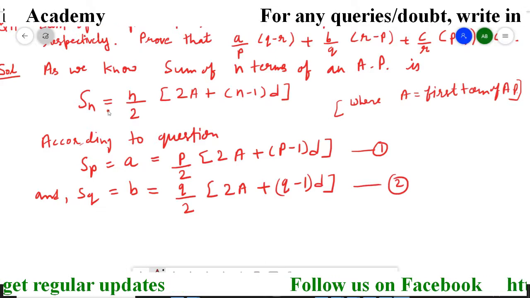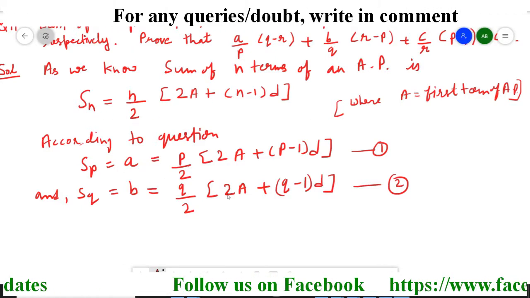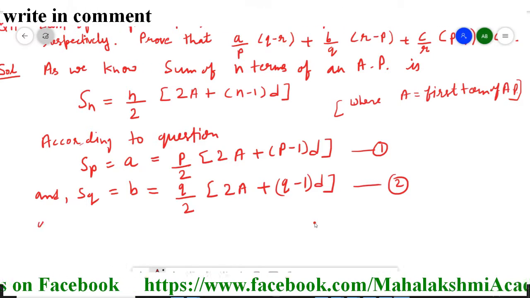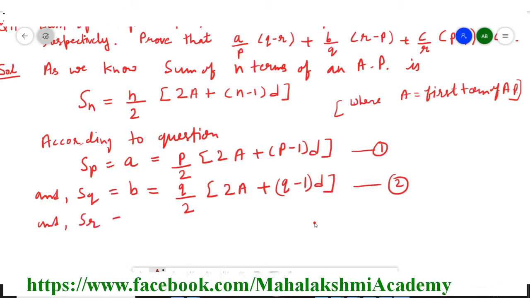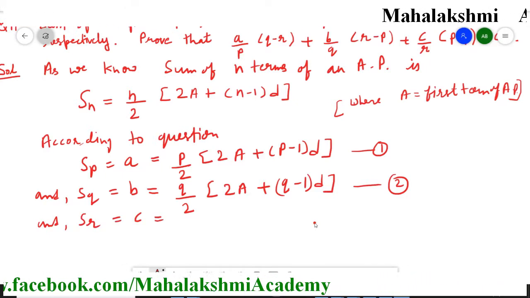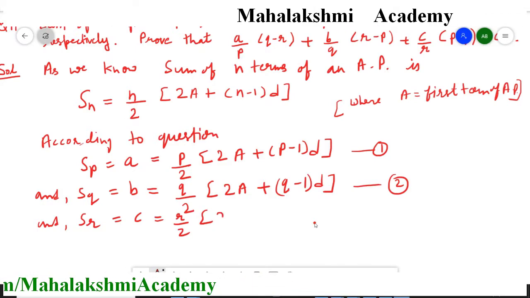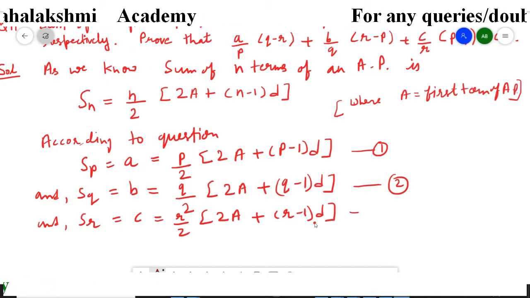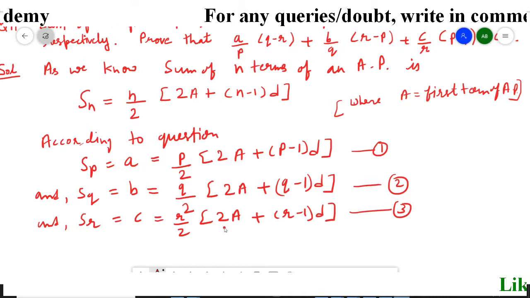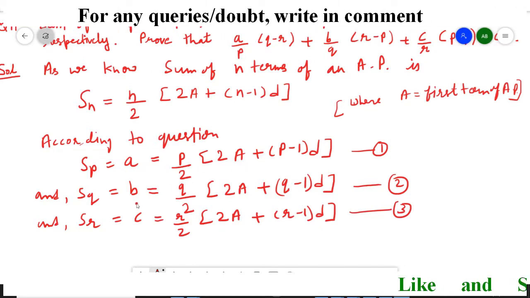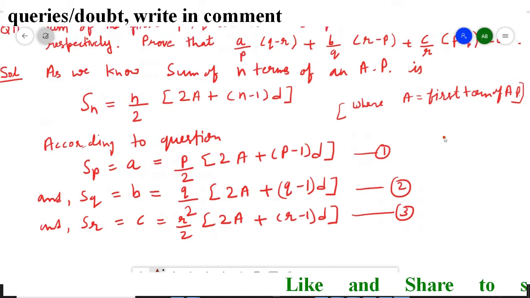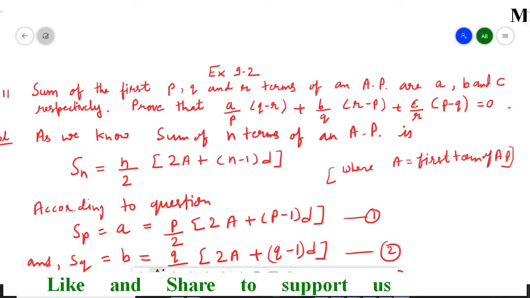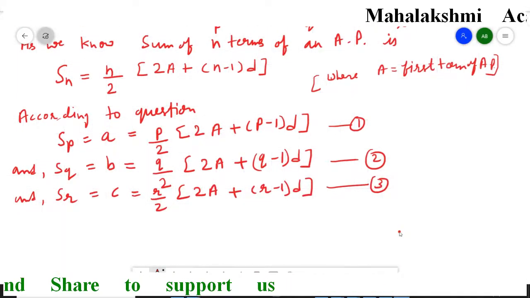So here what we had done is, in the sum of n terms formula we had replaced n by q. Now in the same way we are going to calculate for r, the sum of r terms, which is given to us as c. So it's going to be r upon 2 bracket 2A plus r minus 1 d, and it's going to be equation 3. So we got the values of small a, small b and small c. Now in this result, wherever we have this a, b and c, we are going to replace it.